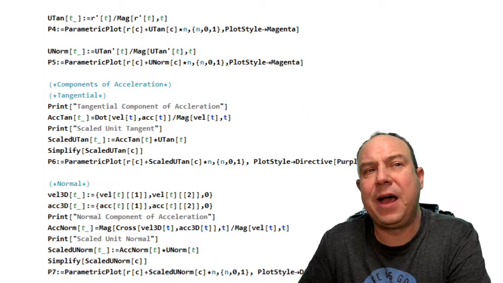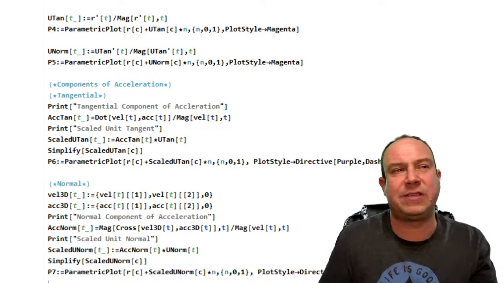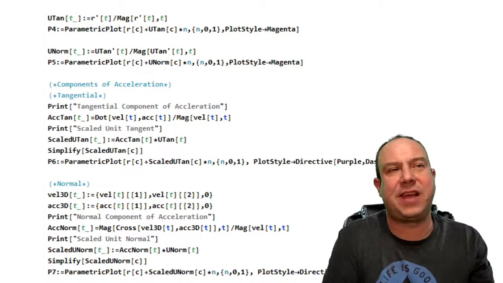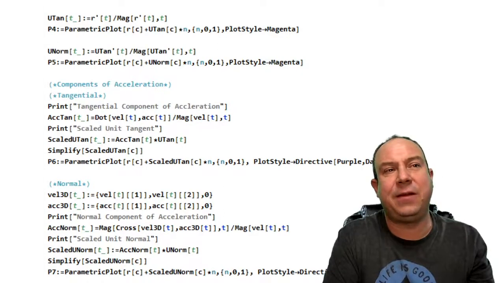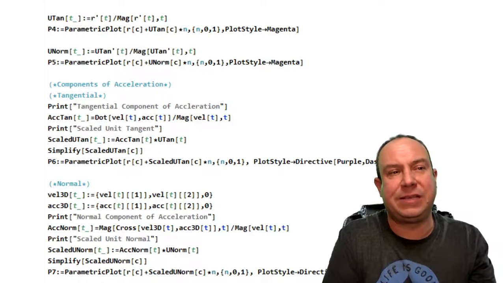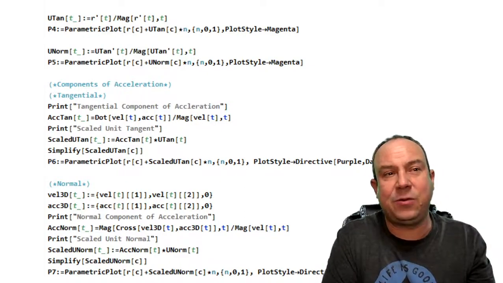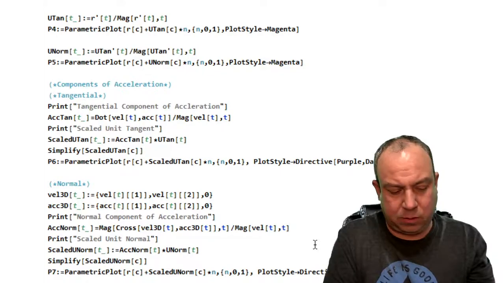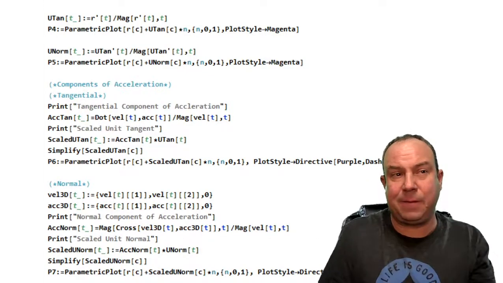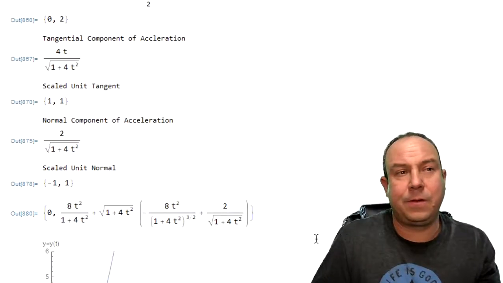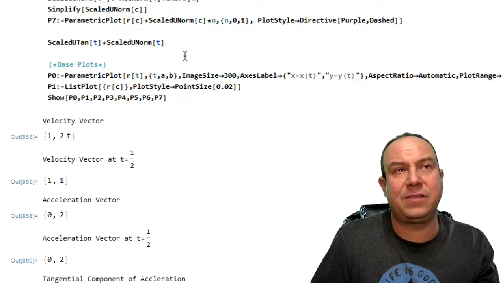All right. What we could note there, for instance, what I am saying there is if I take the scaled unit tangent vector with respect to t, and I add that to the scaled unit normal with respect to t. Right? That does give me this down here. Let's simplify that.